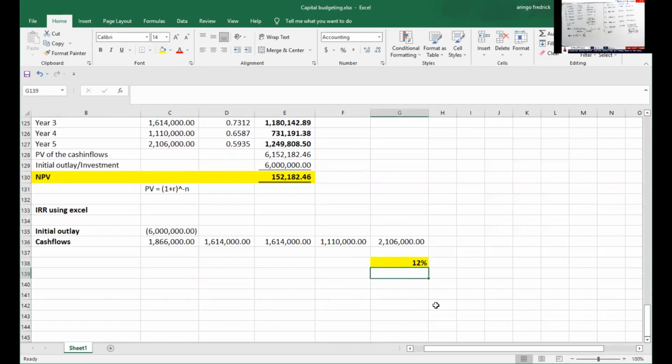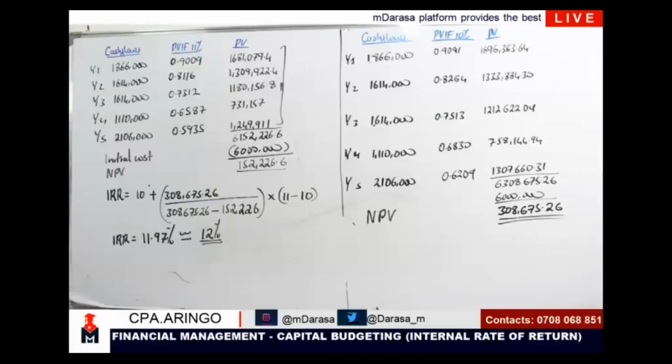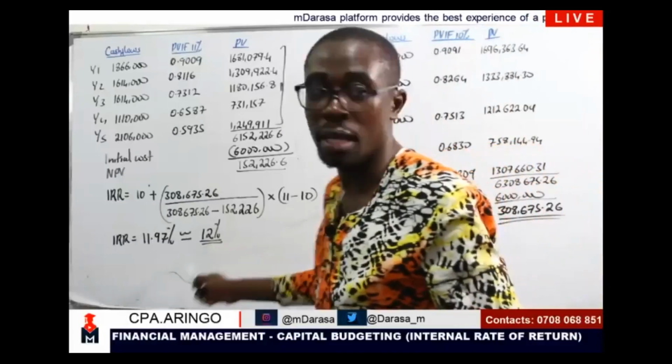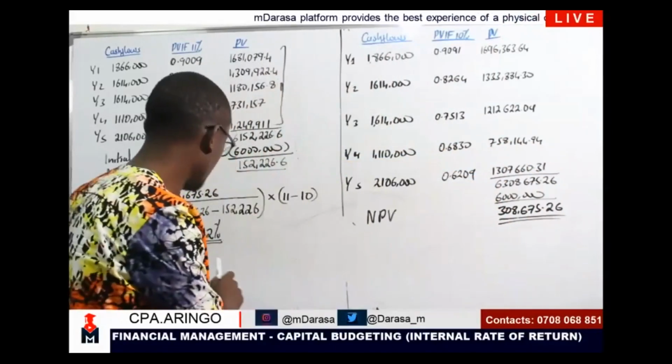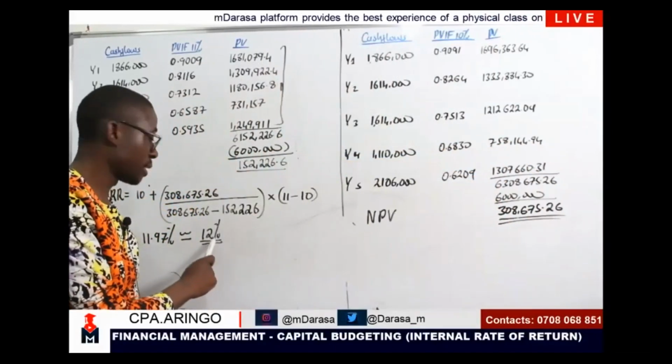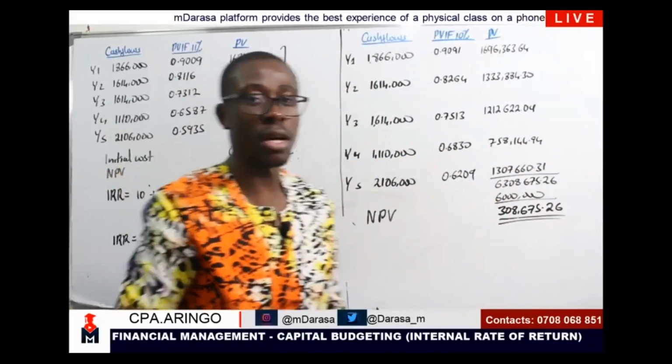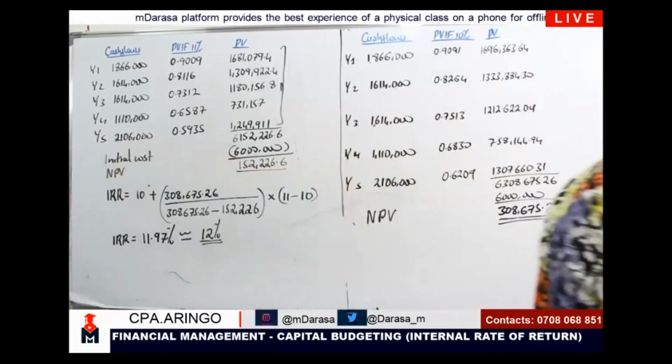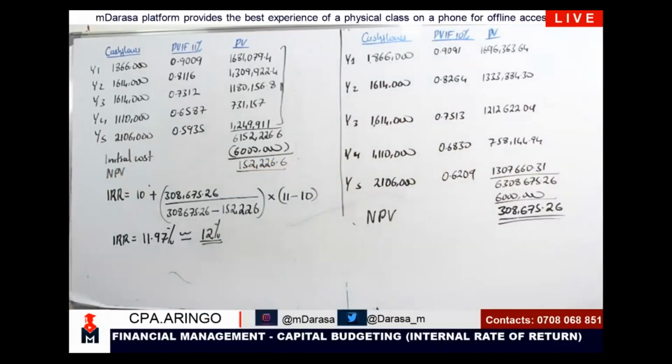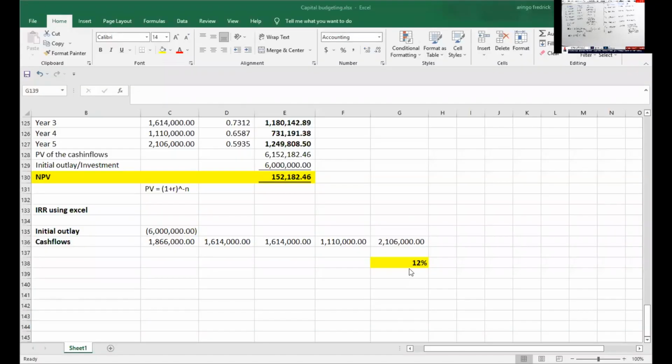If I can stop sharing it, just go to the board. Exactly the same figure that we have determined at this point, the 12%. That is if we are to use our Excel. That is what you're determining using Excel. As I've said, it is simple.